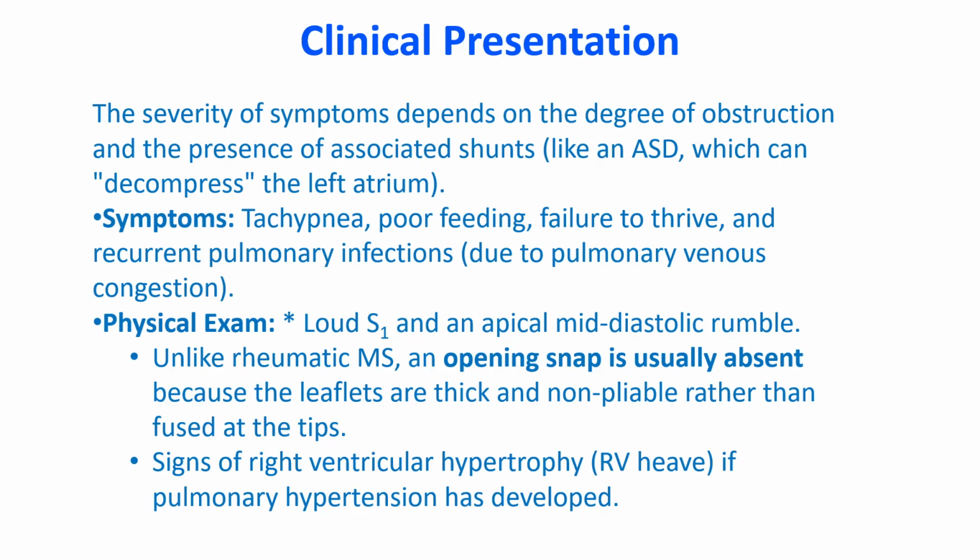Unlike rheumatic mitral stenosis, an opening snap is usually absent because the leaflets are thick and non-pliable rather than fused at the tips. Signs of right ventricular hypertrophy, that is left parasternal heave or RV heave, if pulmonary hypertension has developed.